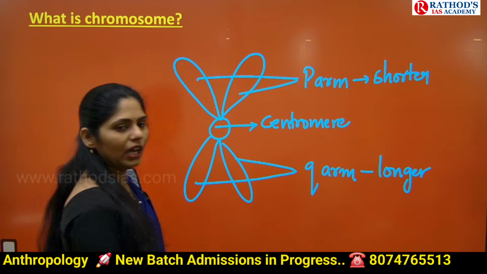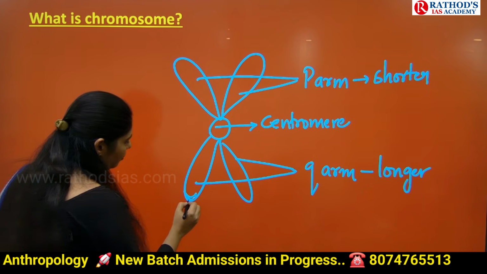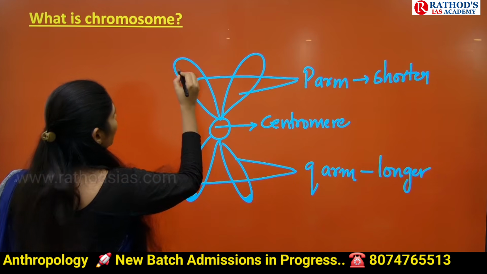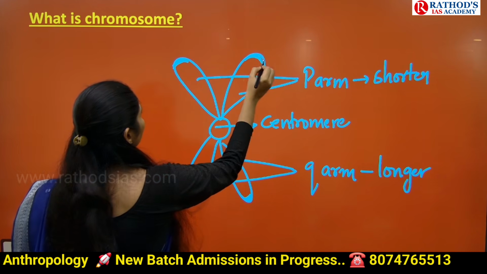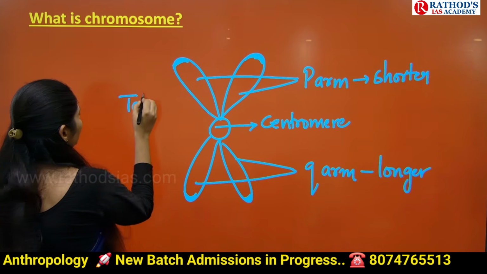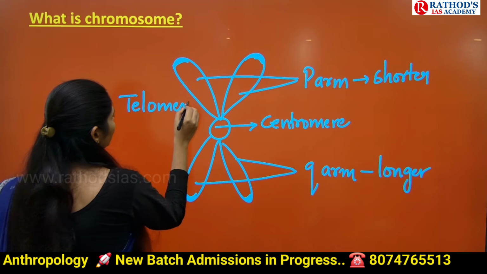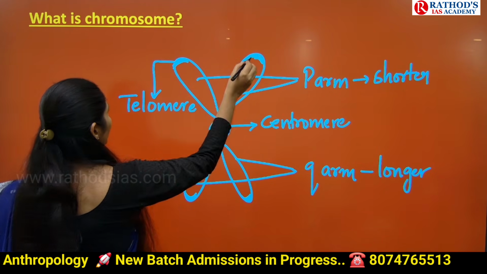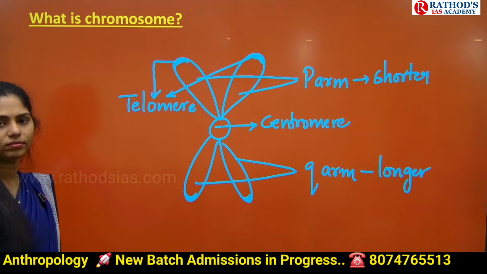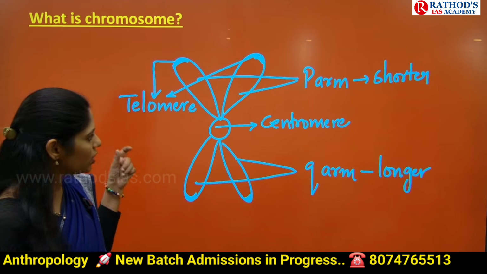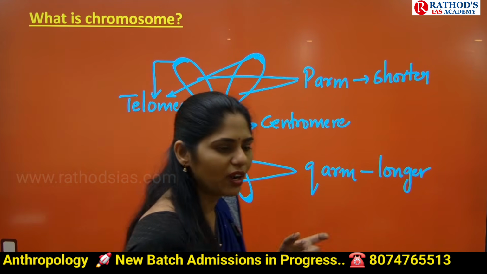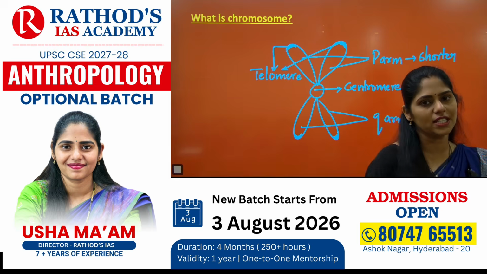And we have ends of this chromosome on these four arms. These ends are called telomere. So telomere plays a very important role. Especially we'll study about this role of telomere when we study one more topic called aging and senescence.